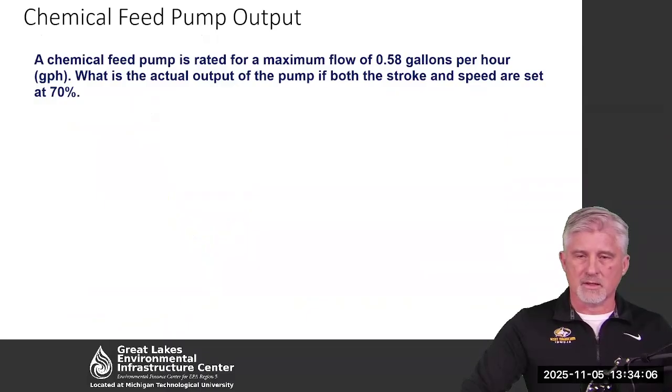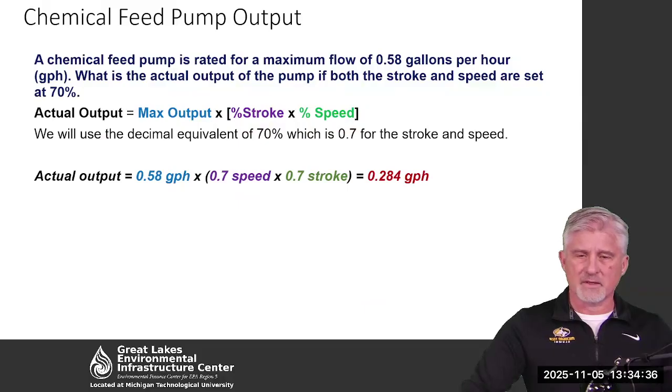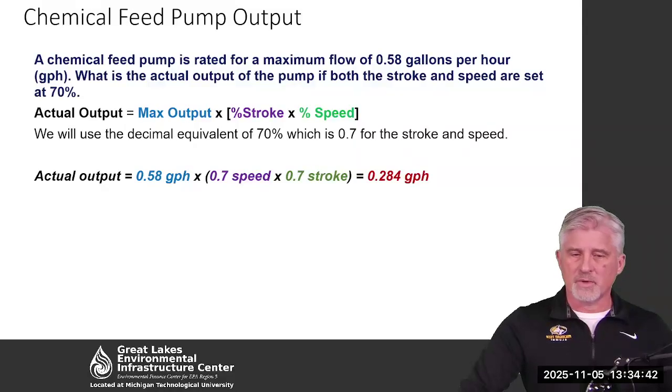So we're going to look at an example with this pump and find out what our actual output would be if we take our 0.58 gallons per hour pump max, and we set both the stroke and the speed at 70%. So the max output, we're going to multiply by the percent of the stroke and the percent of the speed. In each one of these cases, we're going to use 0.7. So we take our 0.58 gallons per hour, multiply by 0.7 for the speed and 0.7 for the stroke. When we do that, we get 0.284 gallons per hour.